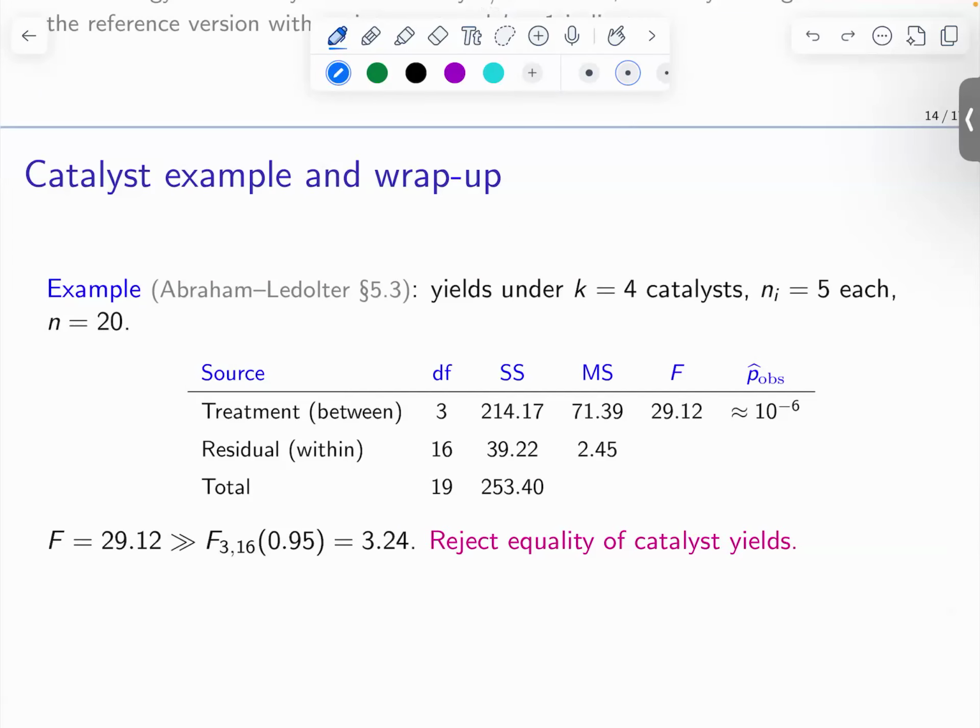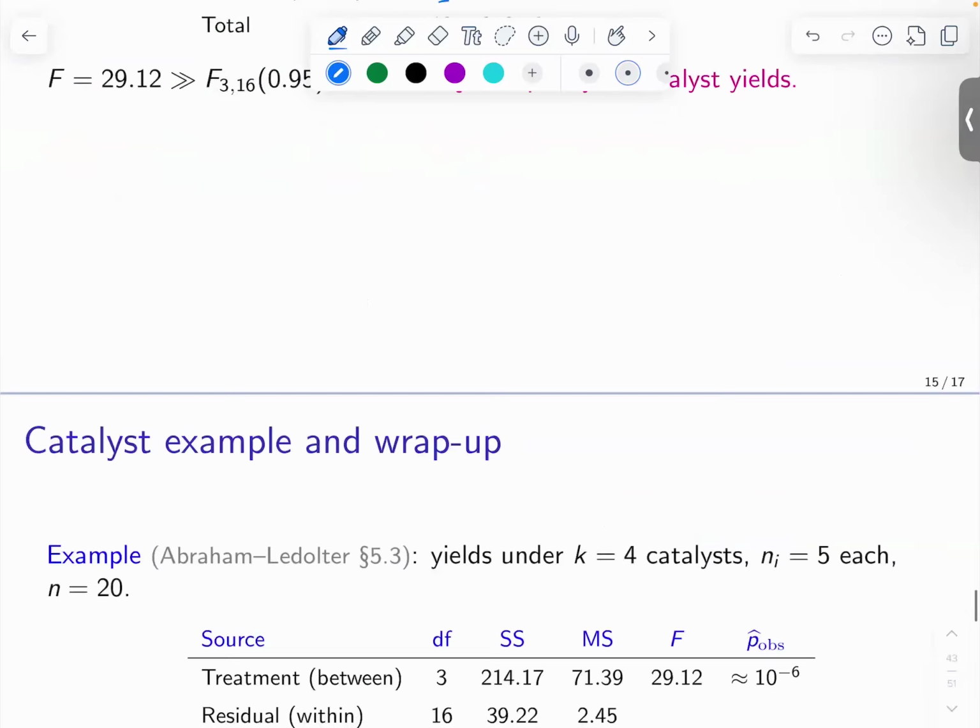So here's an example from your book. You have 4 catalysts, and for each one you did 5 experiments and got a bunch of yields. You write down the table: 4 catalysts gives degrees of freedom 3 here, and then 20 minus 4, which is 16, here. You do it, you get an F-test, which is again large, so you reject the equality of catalysts.